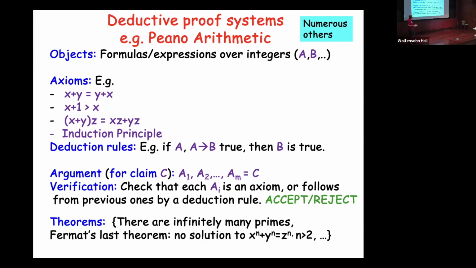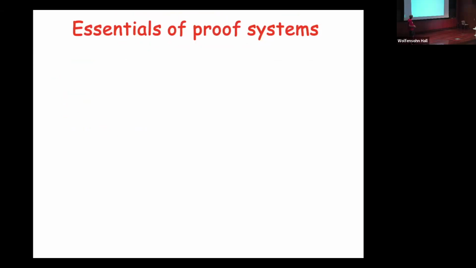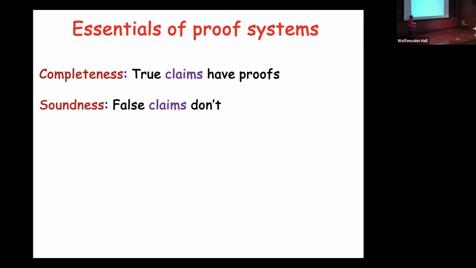We can now look the way complexity theorists look at everything. What is a class containing all proof systems? And what do we want? What's essential in a proof system? Well, two properties: completeness, namely true claims have proofs, and soundness, false claims don't have proofs. This has to be in any proof system.